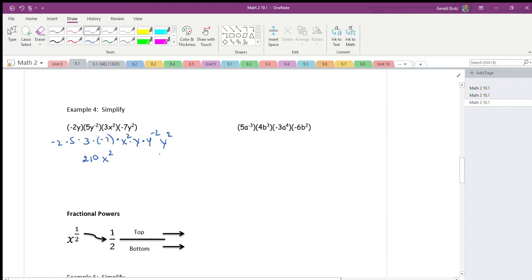X squared, there's no other x, so it's just going to stay x squared. So I got a y to the 1, a y to the -2, and y to the 2. If I add up all these exponents, 1 plus -2 is -1, plus 2 is +1. So I'll just have y to the 1 or just y.